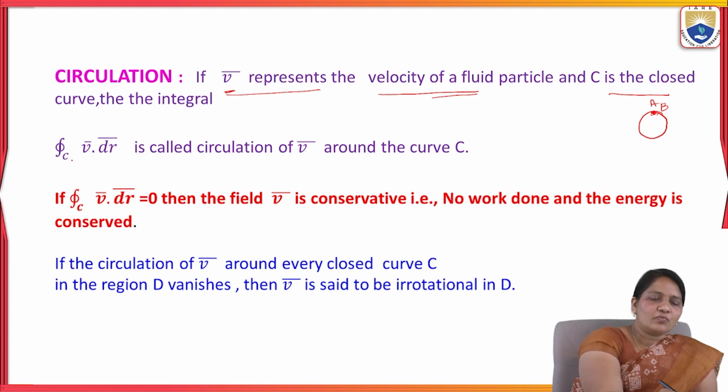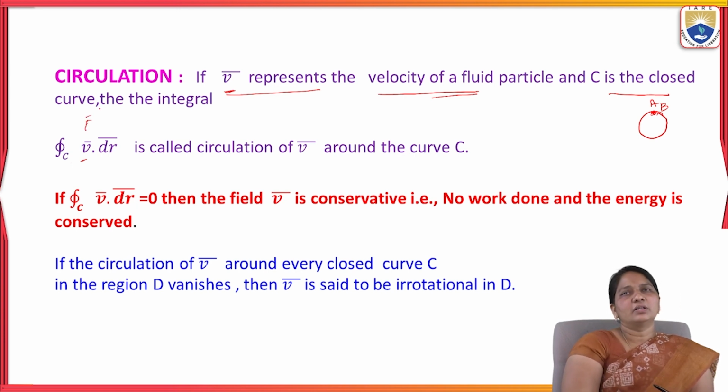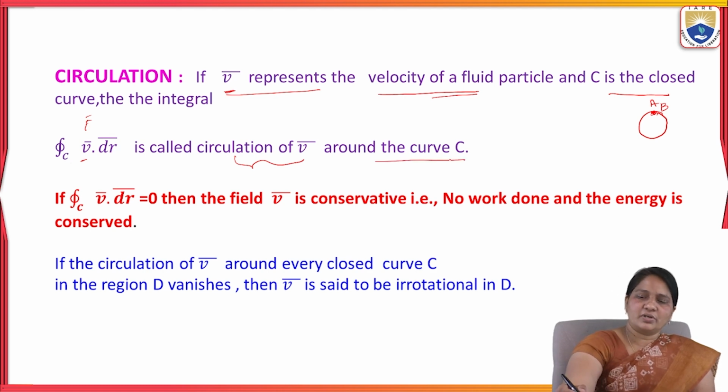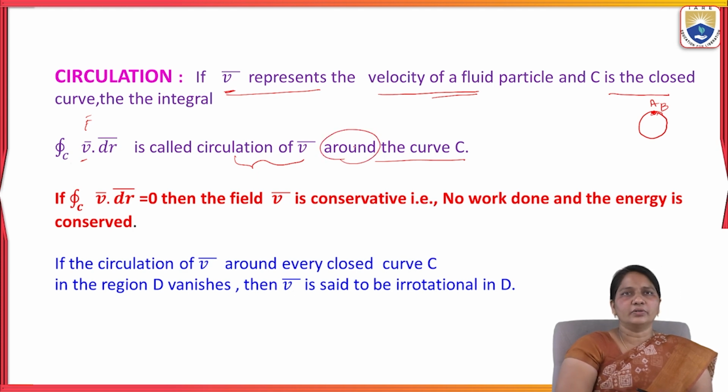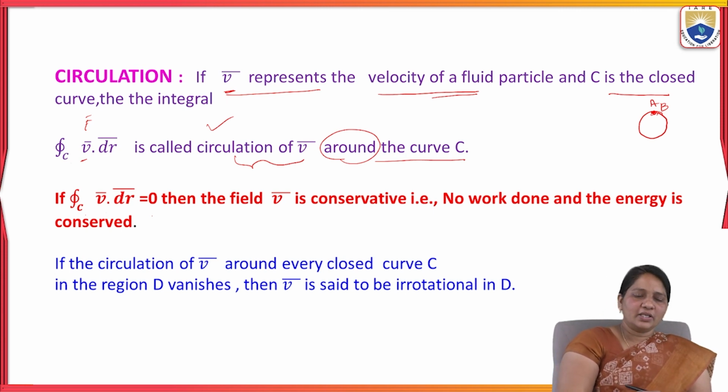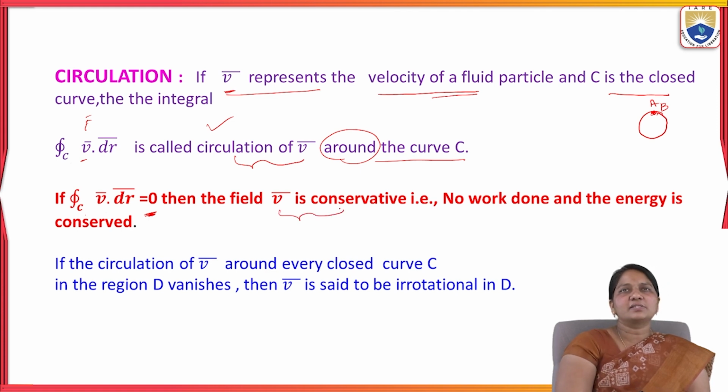And so the integral over C of V bar dot dr bar, where we are taking the velocity, is called the circulation of V bar around the curve C. What is the curve? We are taking that closed curve, right? That's why we say around the curve C. Now, if the integral over C of V bar dot dr bar is 0, that is, if the circulation of V bar is 0, then we can say that V bar is conservative.